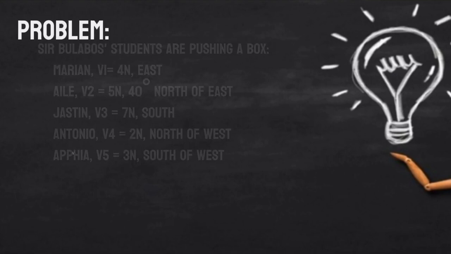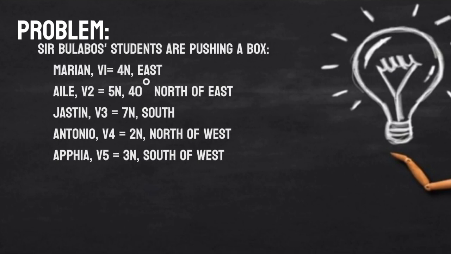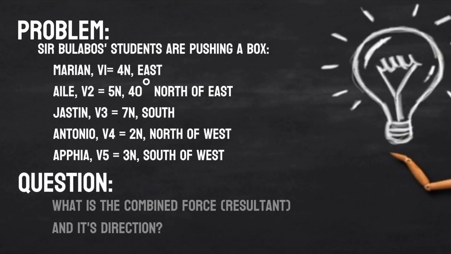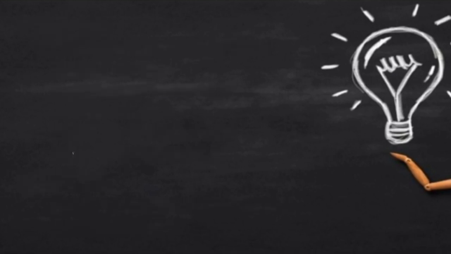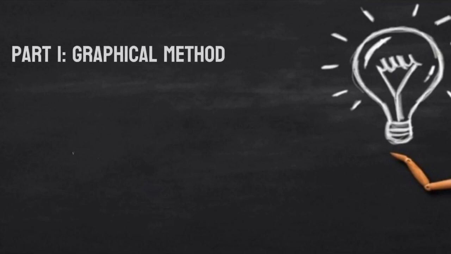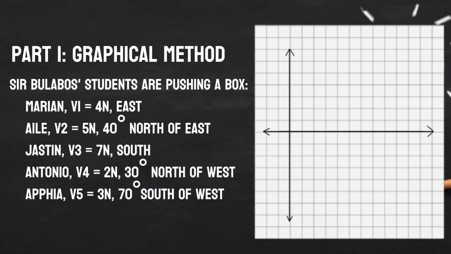We have here the problem. The question states: what is the combined force, or the resultant, and its direction? So let's try this one using the graphical method. In this method, you just have to plot the given data properly and measure from the tail of the first vector to the head of the last vector.